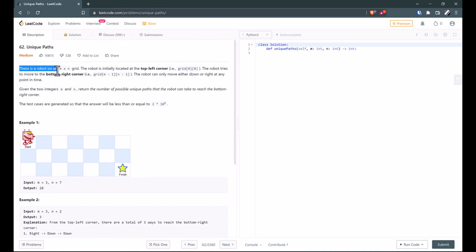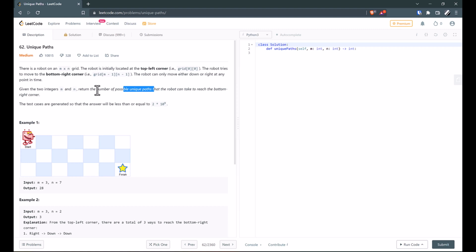There is a robot on an m cross n grid. The robot is initially located at the top left corner, that is at 0, 0. The robot tries to move to the bottom right corner, that is grid[m-1][n-1]. The robot can only move either down or right at any point in time. Given the two integers m and n, return the number of possible unique paths.